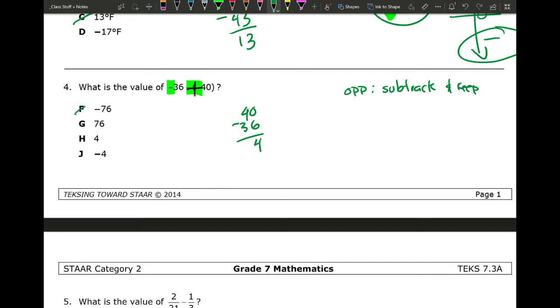So that eliminates 2 of the answers. In this case, the bigger number, just the number, ignore the sign. The bigger number is going to be the 40, and the 40 is positive, so my answer has to be H. My answer is H. It has to be positive.